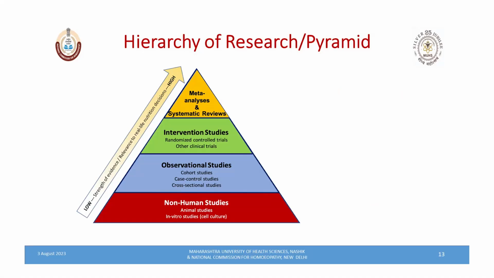Hierarchy of research, or the pyramid. Initially, we start with non-human studies, that is animal studies, in vitro studies, and cell cultures. Later on, we move on to observational studies: cohort studies, case-control studies, and cross-sectional studies. Later on, we move on to intervention studies, randomized controlled trials, other clinical trials, and finally, meta-analysis and systematic review.